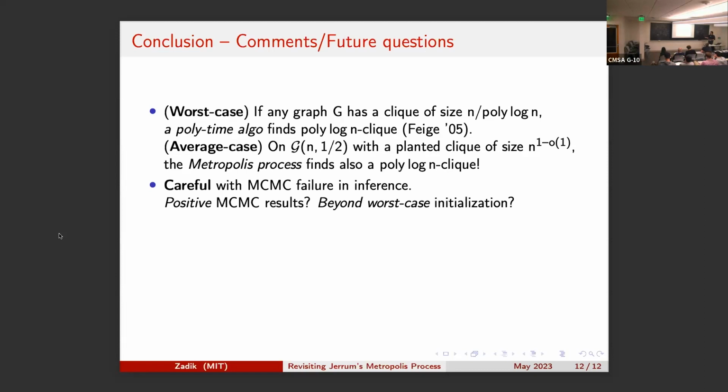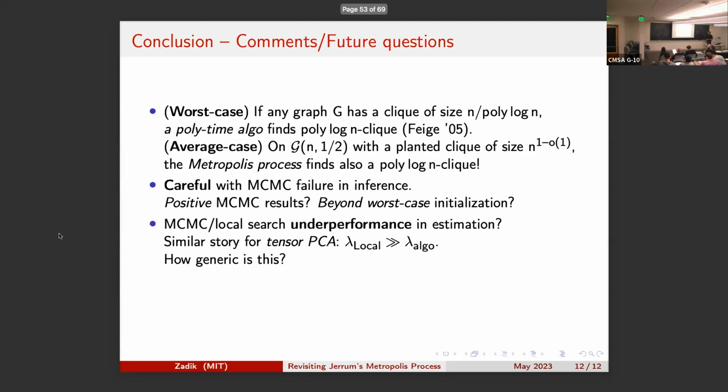Also, it's important to go beyond the worst case initialization. Not that we have a big counterexample about the worst case versus typical initialization situation, but still. And also about a comment that Ankur made, it seems to me that with this planted clique story, at least for some local search algorithms, we see underperformance. And this is something we do know also in another model, tensor principal component analysis, where Langevin requires a much higher signal to noise ratio. I think it will be interesting to understand how generic this is, to quantify it in some way, and to understand when there is a local, computational gap or not. And yeah, I will conclude here. Thank you very much.